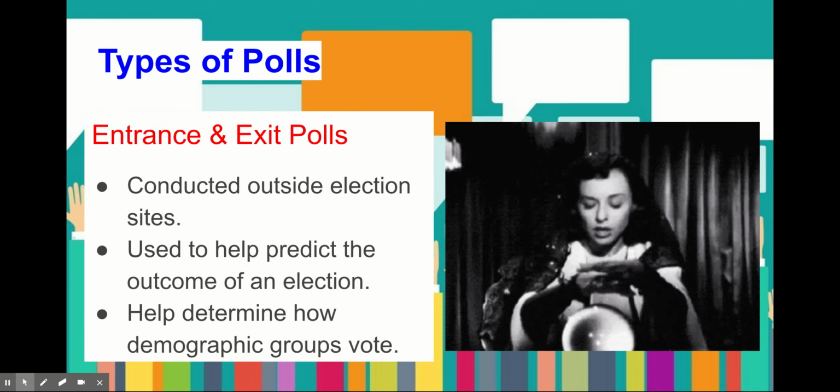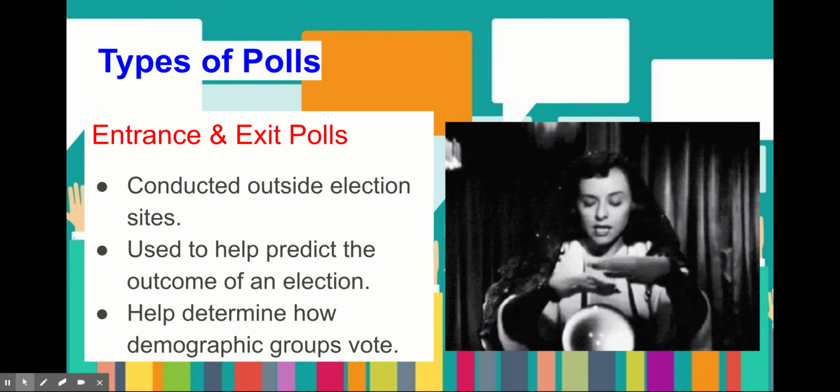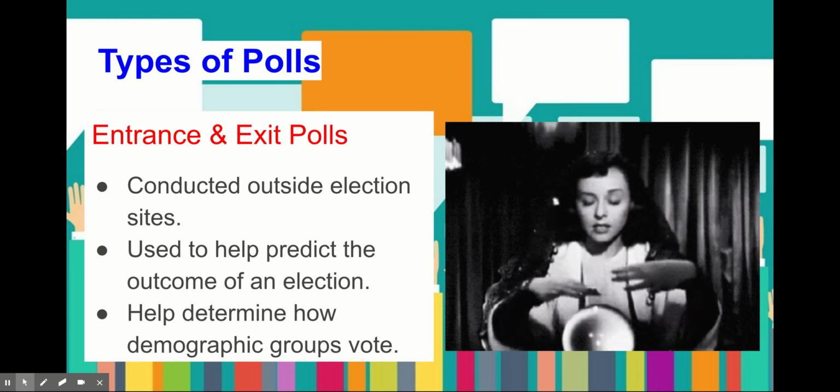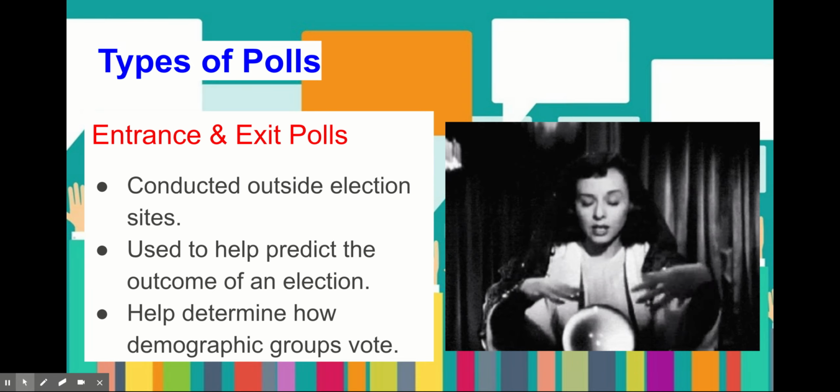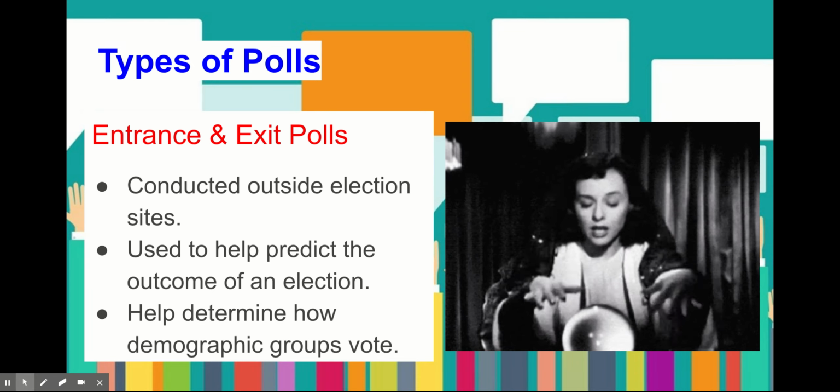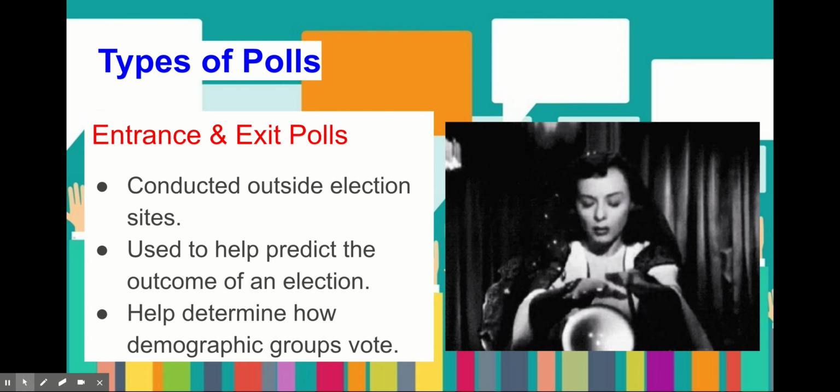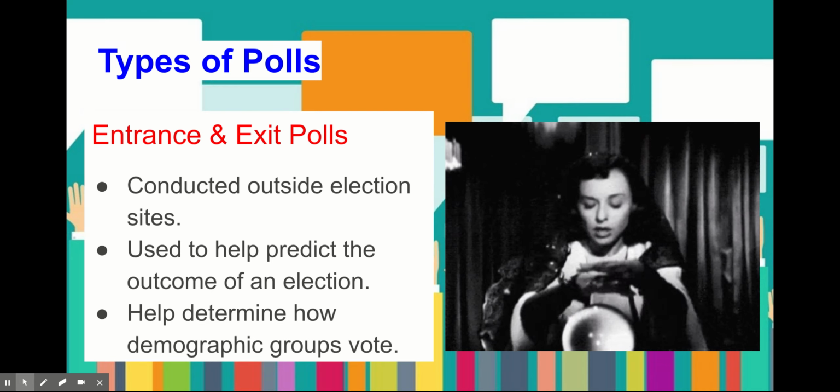Entrance and exit polls. These are conducted outside the election sites, and they're used to help predict the outcome of an election. So it's a way for them to determine how it's going without having to count all the votes. They also help determine which particular groups are voting and how they're voting. That's the demographic portion.